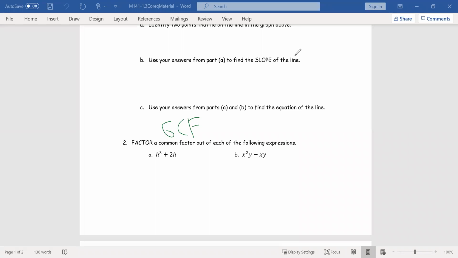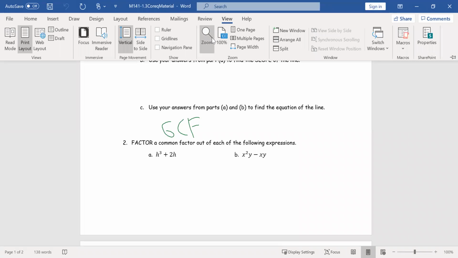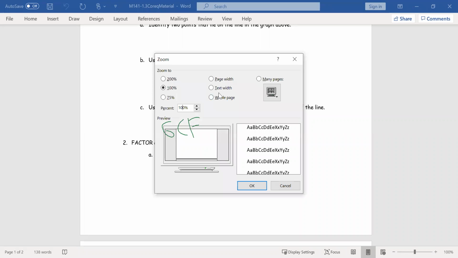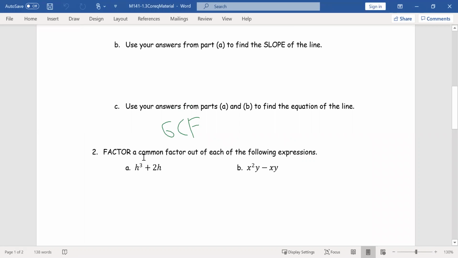I'm going to zoom in here because this is probably hard to read. If we're going to factor, say, h cubed plus 2h, we want to look at what is the same between those two. Notice in this case, between h cubed and 2h, they have an h in common, right? In fact, they only have a single h. The first one has 3, that's what h cubed means, h times h times h. The 2h has just the single h, so we're going to factor that out.